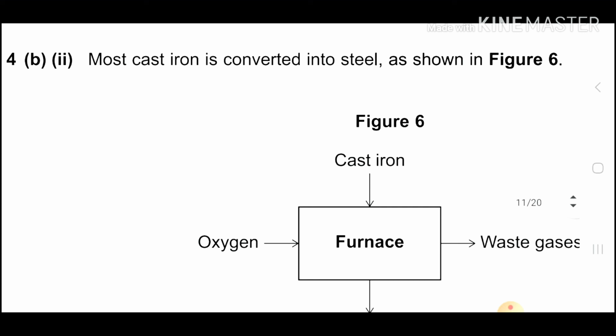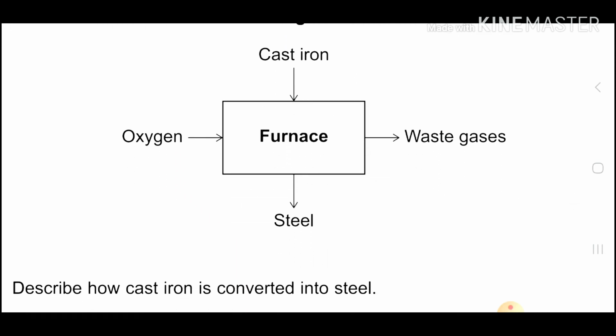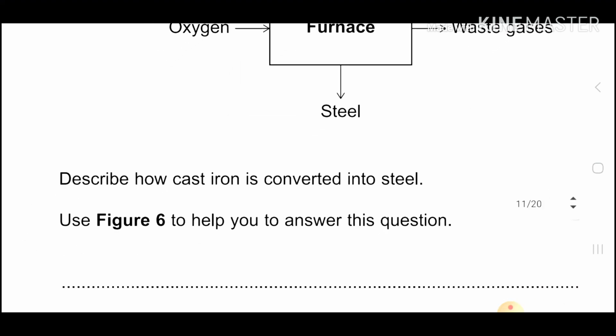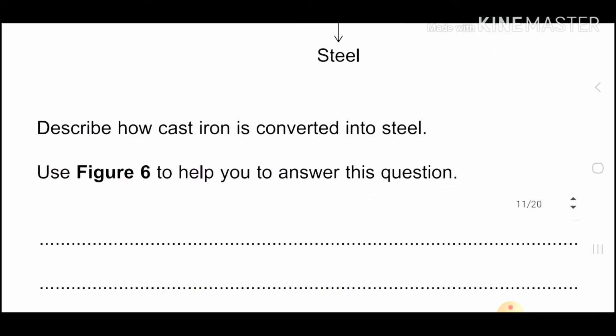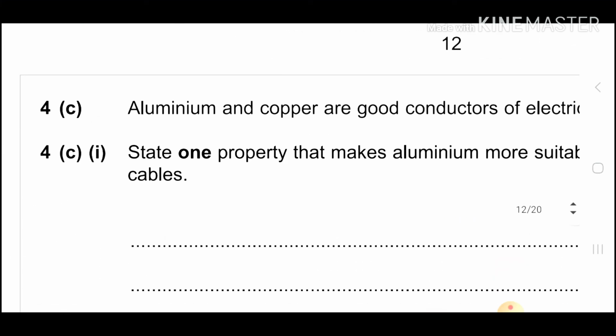Next one, most cast iron is converted into steel as shown in figure 6. In figure 6 you can see the furnace, steel, oxygen, waste gases, and cast iron. Describe how cast iron is converted into steel. Use figure 6 to help you answer this question. You can write here, oxygen will react with the carbon in cast iron, reducing the amount of carbon.